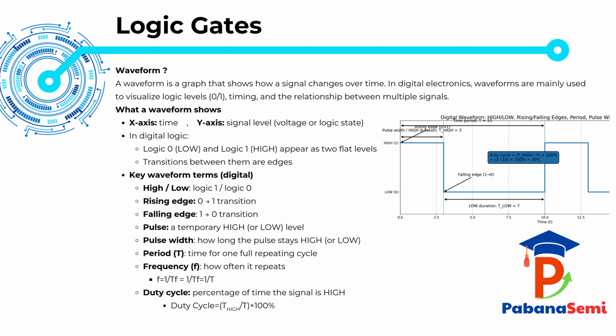Finally, duty cycle tells us what percentage of the period the signal stays high. It is calculated as duty cycle equals T high over T. In conclusion, waveforms help us grasp not only the concepts of 0 and 1, but also when signals change. And they illuminate how timing behaves in real digital circuits.